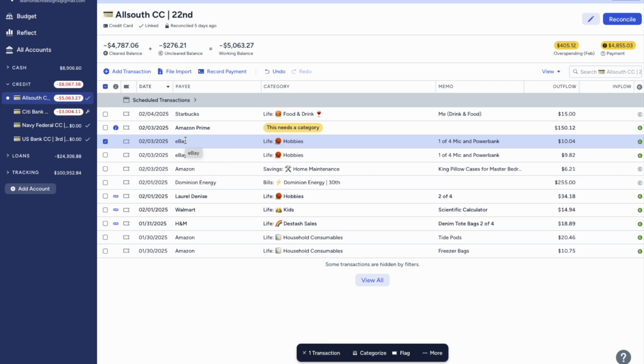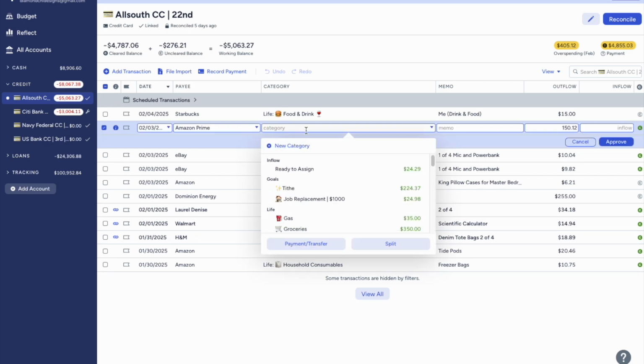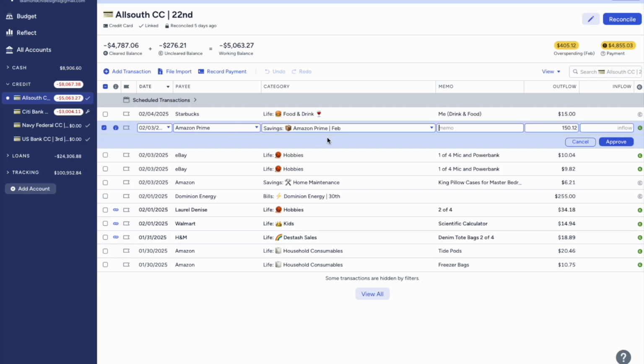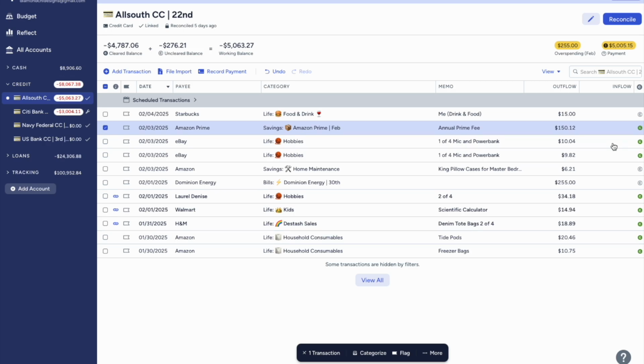So this is a new transaction. This is my annual Amazon Prime subscription. I've been considering canceling this, but I don't know. I share the subscription. So I don't know if it's a need or not, but it's already funded. I have a YNAB category under savings annual expenses for that. So I'm just going to categorize it, and then I'm going to put annual Prime fee for that one. And I'm going to approve that transaction.